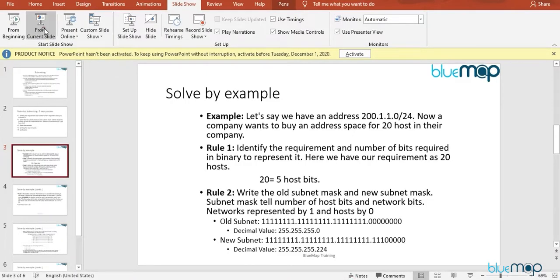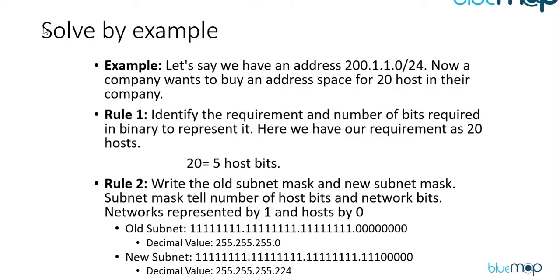Okay, so 20 requires 5 host bits. The second step is to write down the old subnet mask and the new subnet mask. Someone might ask, where do I get the old subnet mask? It's in front of you. When I have written down the address 200.1.1.0/24, that 24 specifies how many network bits there are. That's the prefix value. So straight away I know that there are 24 bits belonging to my network and I cannot change them.